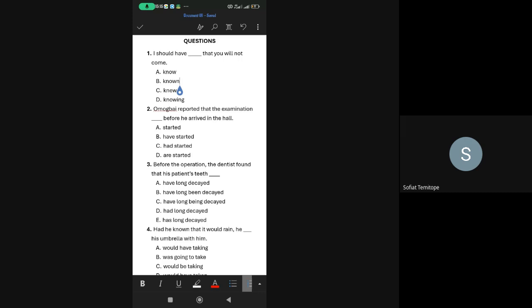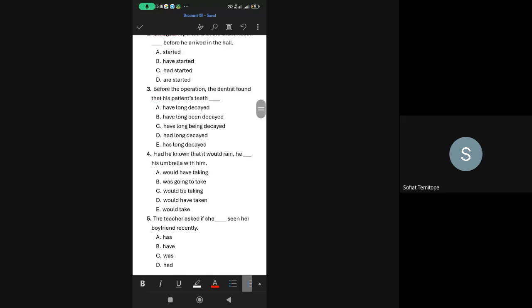Now I have to pick between option B and option C. Option B says have started. Have is not going to be the right option here, because have is in the present form, and my question requires a past form answer. So option C is the right option here. Had started. Now let's move to question 3.